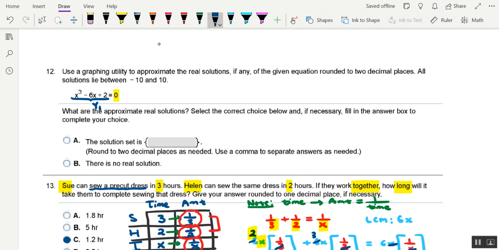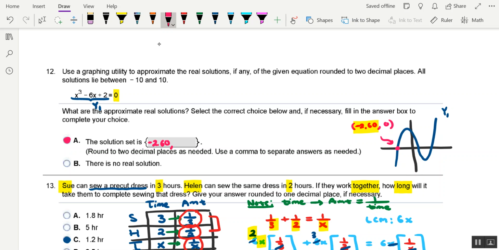So let me go ahead and start jotting things down. Put a little coordinate plane right there. And here's a rough sketch of y1. And our first x-intercept is at approximately -2.60, 0. And the x-coordinate of this point is going to be our first of 3 solutions to this equation. So we'll select option A, -2.60, and now we're on to the next one, which will be this middle x-intercept.